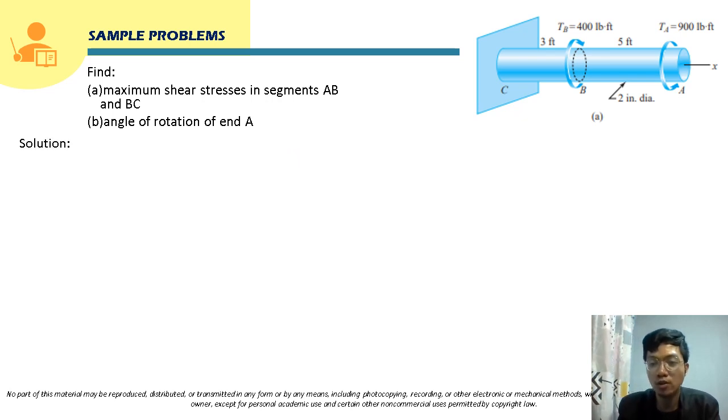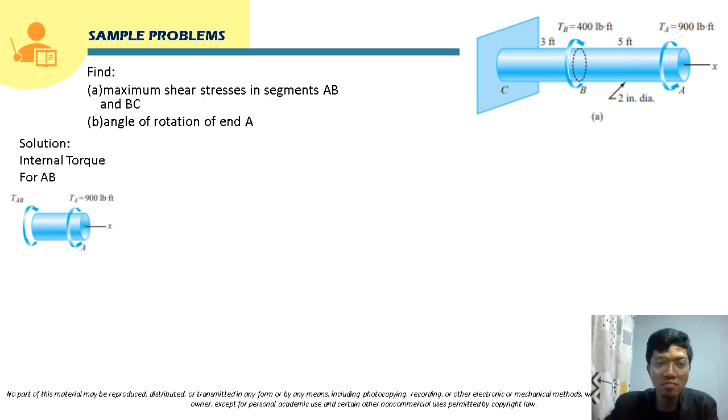So we have to solve first for the internal torque T in segment AB. To solve for that internal torque, we have to cut this shaft at segment AB. So at any section here in segment AB, we are going to cut, let's say, at this section, and we will consider this segment. So considering that segment for AB, this is that cut segment.